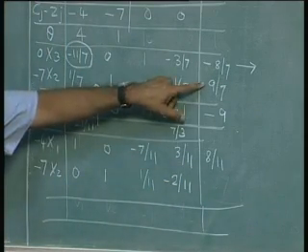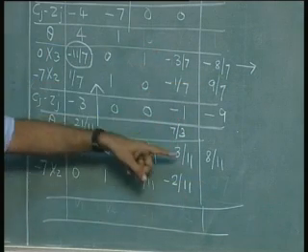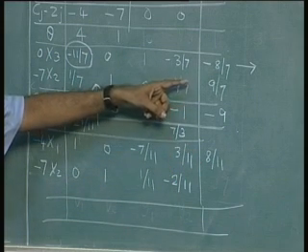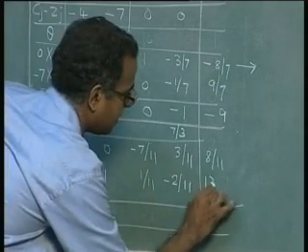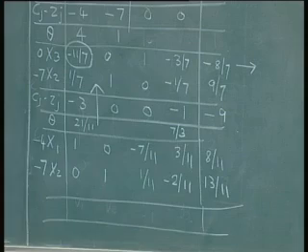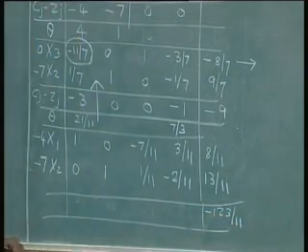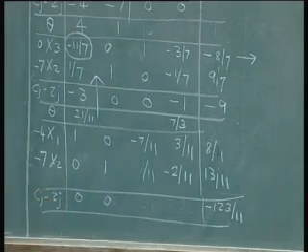9 by 7 minus 1 by 7 into 8 by 11. So, 9 by 7 minus 8 by 77. So, 99 minus 8 is 91 by 77, which is 13 by 11. So, we get 13 by 11 here, and then the value here will be 32 plus 91 is 123 by 11 with a minus sign, 123 by 11. Now, Cj minus Zj values are all 0. So, Cj minus Zj is all 0.